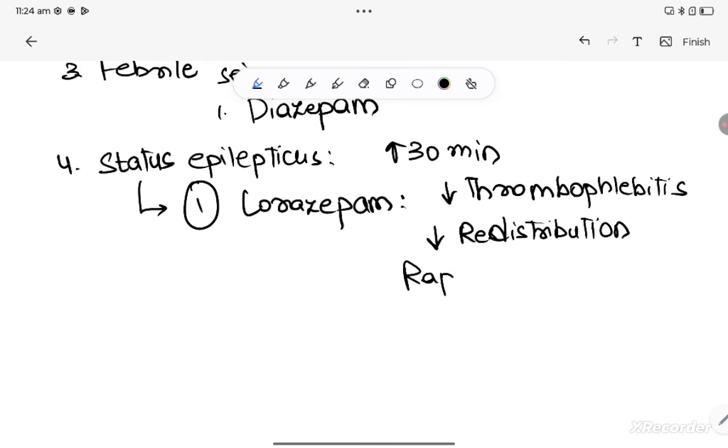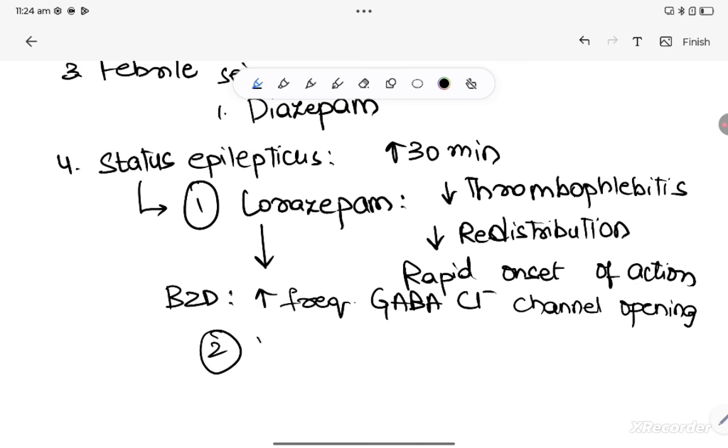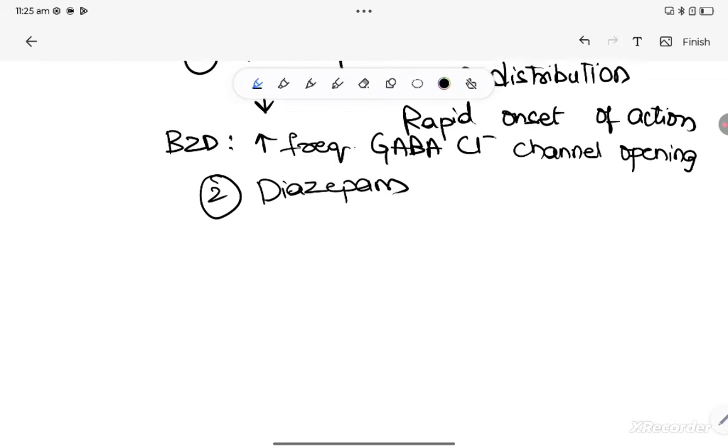Rapid onset of action. Lorazepam belongs to the benzodiazepine group of drugs and it mainly increases the frequency of GABA chloride channel opening. If lorazepam is not available, then we can go for diazepam. Lorazepam is given at a dose of 4 milligrams or 0.1 milligram per kg body weight.